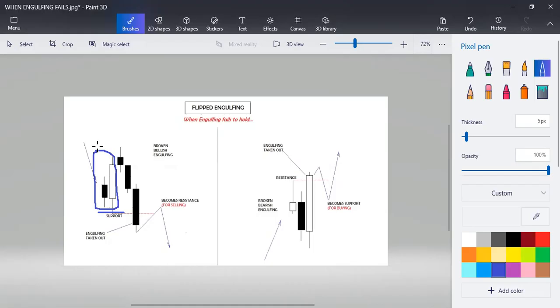Which will be flipped or exchanged for a sell. So we now say support has become a new resistance. Once this level of support of the previous engulfing pattern has been taken out, it turns into a new resistance for selling. So this is a broken engulfing, or failed engulfing, or flipped engulfing, whatever term you use. As long as this is broken below, it's failed. The engulfing has failed to move higher, because the purpose of this engulfing is to move price higher, right? But it failed at the top.